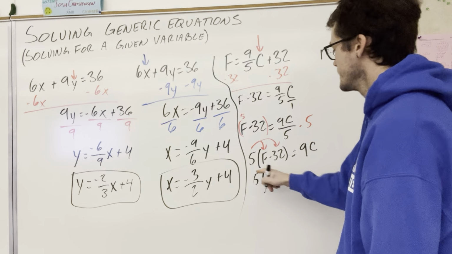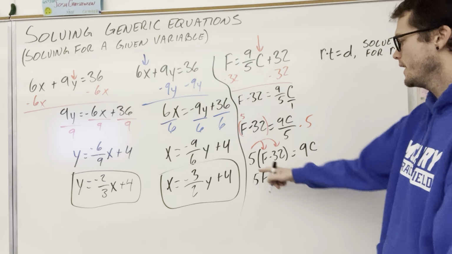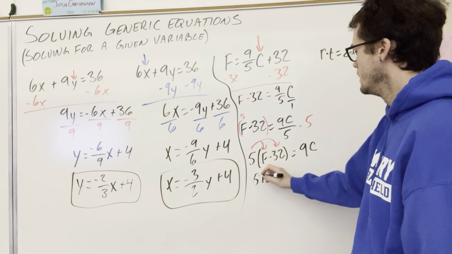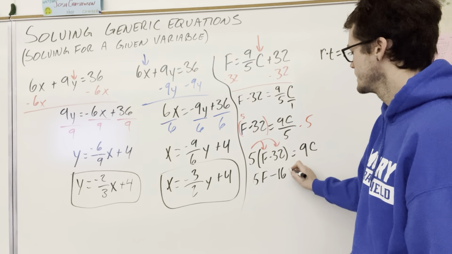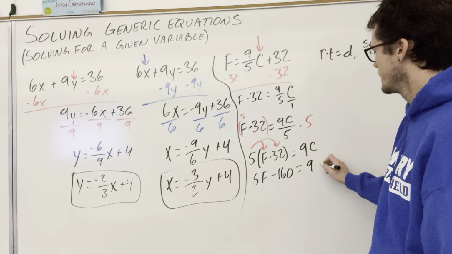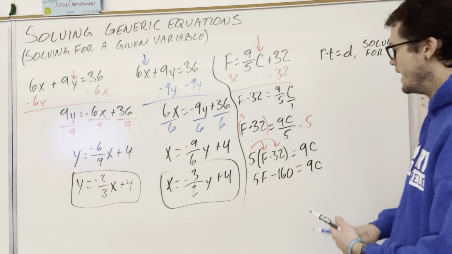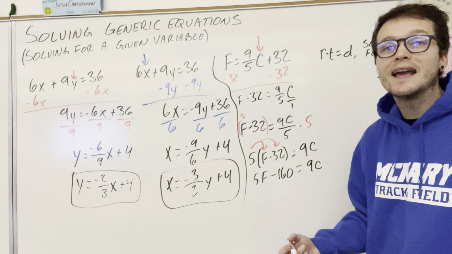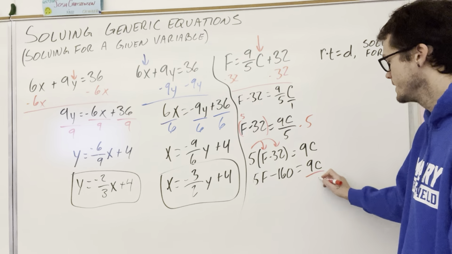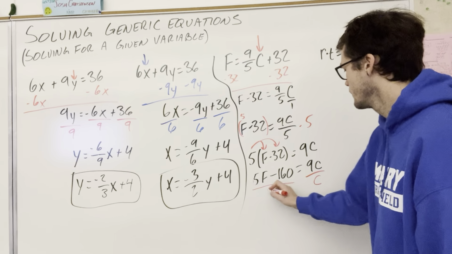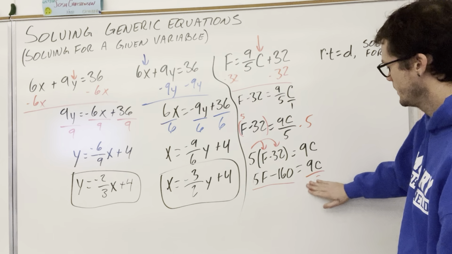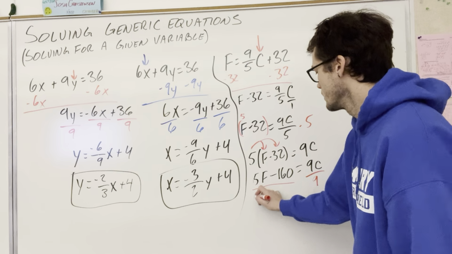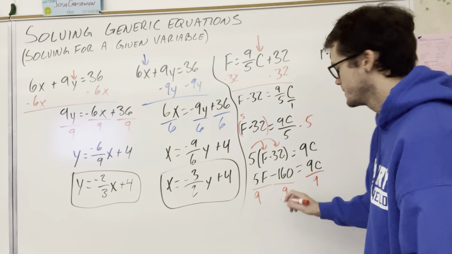5f minus, 5 times 32, let's see, 5 times 30 is 150, 5 times 2 is 10, so it's going to be minus 160 equals 9c. Now, again, I'm trying to get the c by itself. I'm so close. We found what 9c equals, so let's figure out what 1c equals. We'll divide everything by, not by c, whoops, we're going to divide everything by 9. So divide this by 9, we'll divide this by 9.